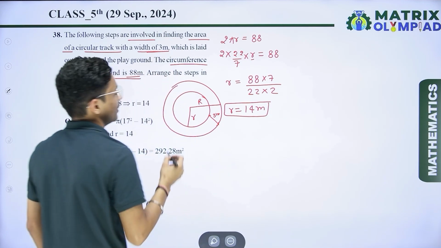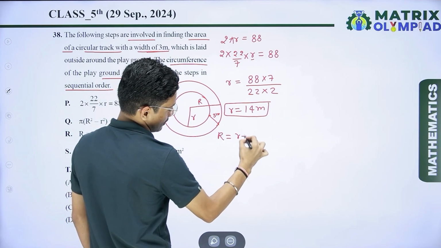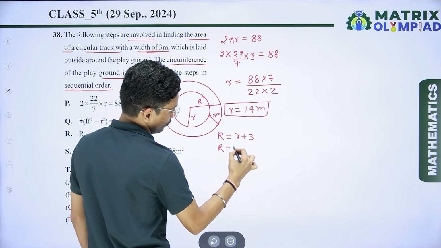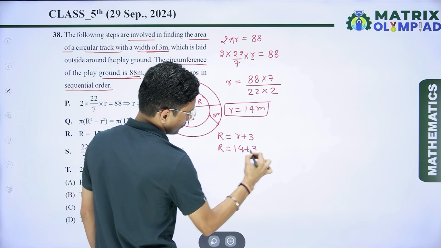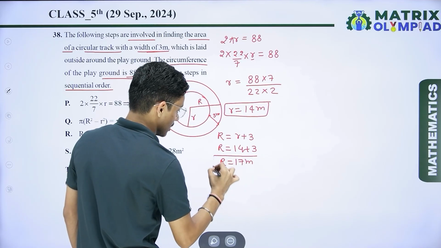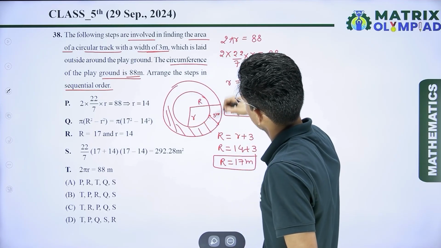Now here we have to find the capital R. Capital R is equal to radius of circular park plus 3 meter. So capital R is equal to 14 plus 3. So here capital R is equal to 17 meter. Now here we have to find the area of the track.